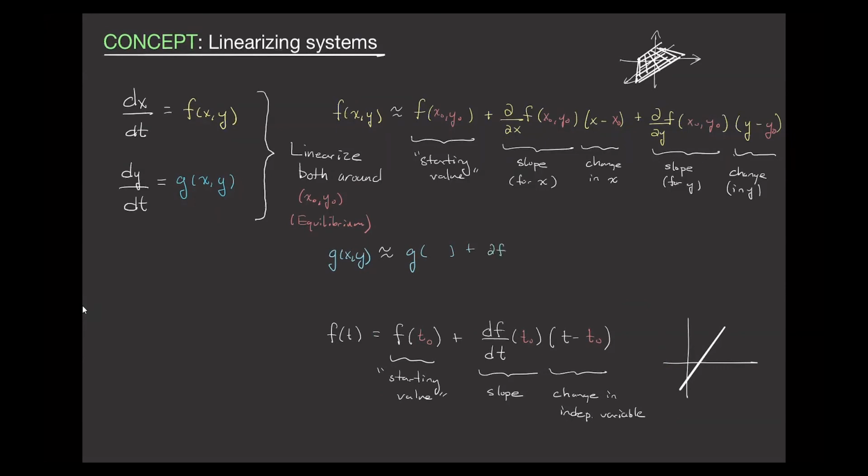So we have slope of f with respect to x times the change in x. And then we have the slope of f with respect to y times the change in y. And we're always substituting this initial point, this equilibrium point. And I could write all this again, but it's going to be the same thing where we have a starting value, a slope for x, change in x, slope for y, and change in y. Which, just to really emphasize the point, we have a starting value down here, slope, change in the independent variable. All right, well, that's fine.